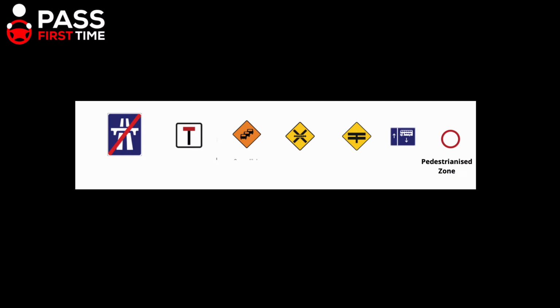So number one is the end of the motorway. Number two is a cul-de-sac or a dead end. Number three is a queue of cars is likely because of the roadworks. Number four is an unmanned or unguarded level crossing. Number five is a T-junction at a dual carriageway. Number six is a contra-flow bus lane, or the bus coming against the flow of the traffic. And number seven is a pedestrianized street or pedestrianized zone.